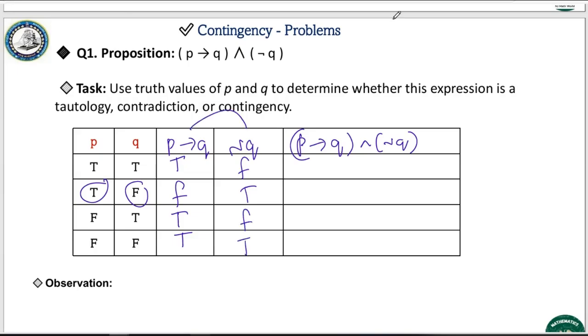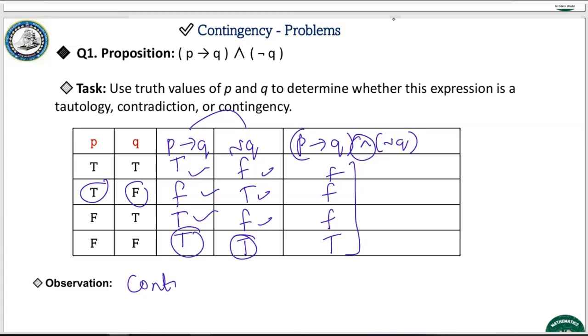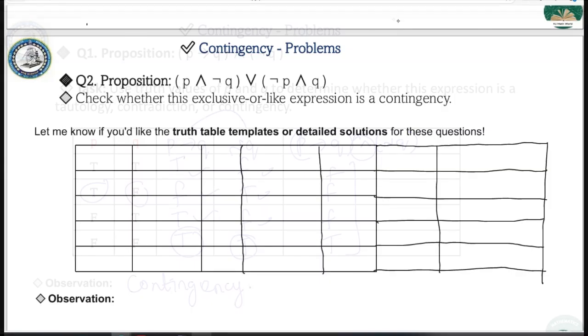Then we have to check in these two. The condition is AND, so both should be T. Yeah, here both are T, so it is T, and the remaining are all false. So here is a mixture. We can say that since the values in the last column have T and F, it is a contingency.